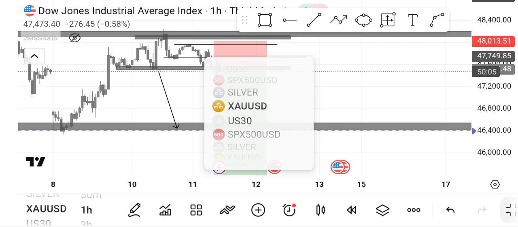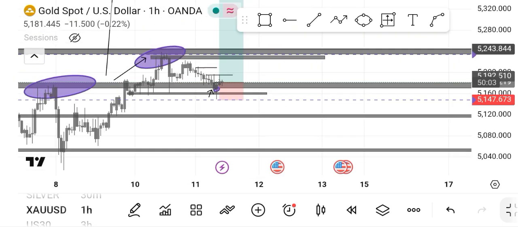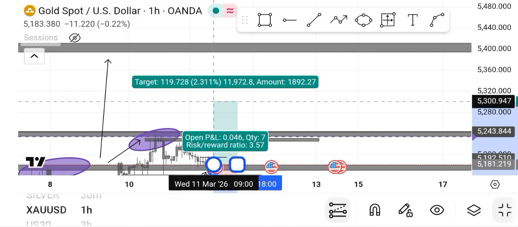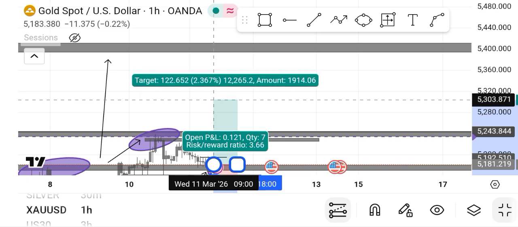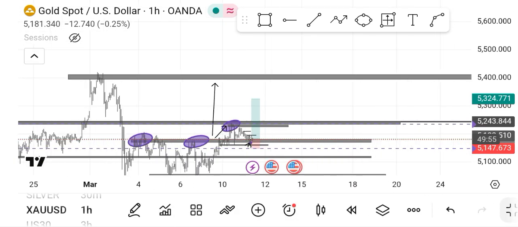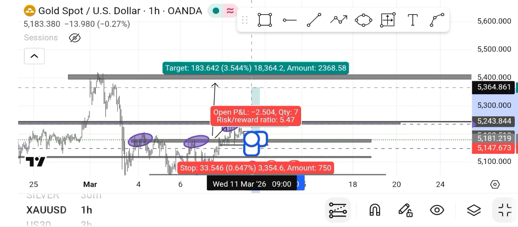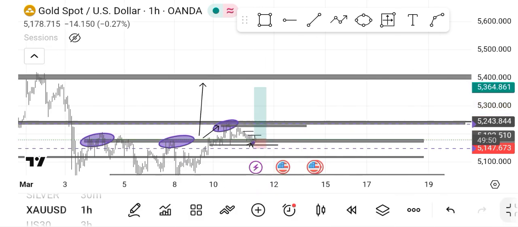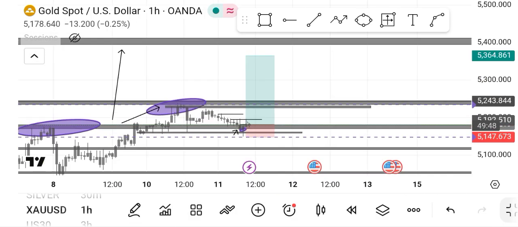Same thing on gold. First we'll target 1:4 only, around that one. I mean, we can target this first. That alone is 1:5. So that's all for today.